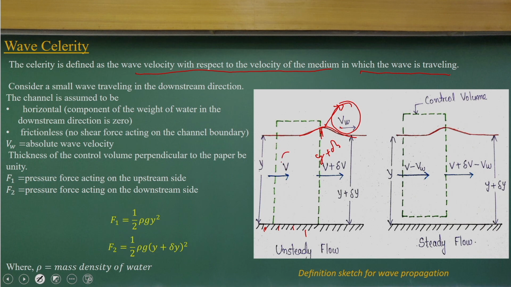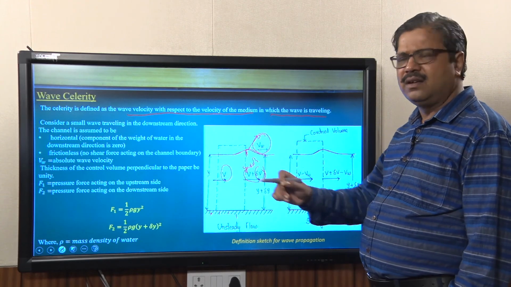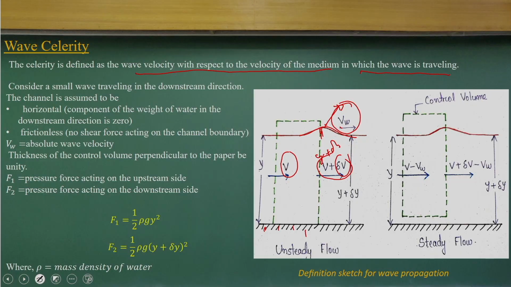The medium is moving with velocity v, and because of this change in the wave, we have a change of the velocity equal to v plus delta v. There is an increase in the velocity. Similarly, there is an increase of flow depth from y to y plus delta y. So this is the unsteady flow condition.